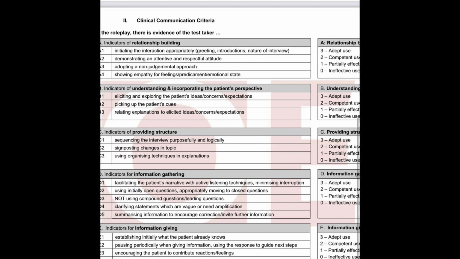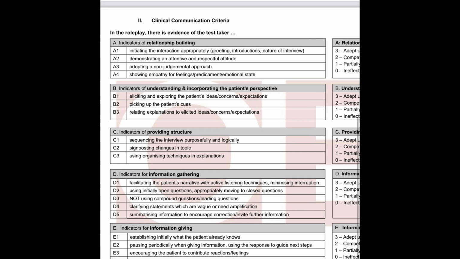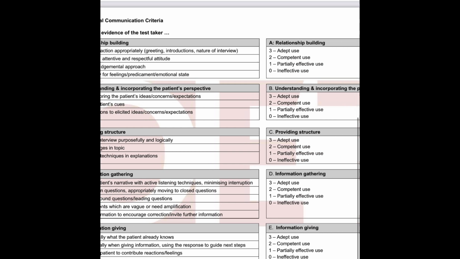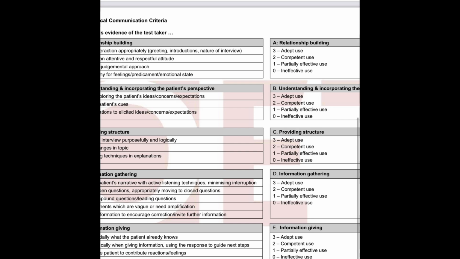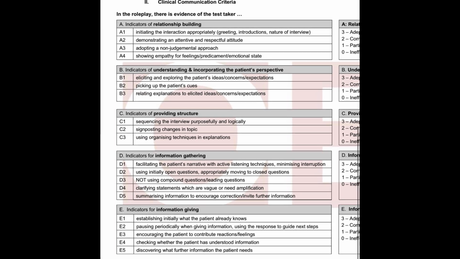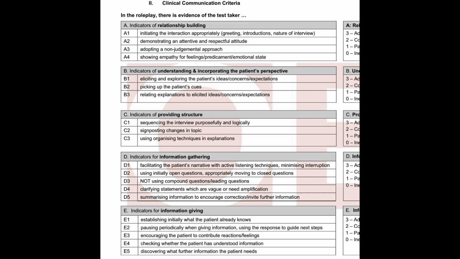Now what is relationship building? Relationship building, the top grade you get, that is A1, is if you initiate the interaction appropriately, such as you use the right greeting, right introductions, and the nature of interview is of the right nature. Okay, moving on to understanding and incorporating the patient's perspective, eliciting and exploring the patient's ideas or concerns or expectations.